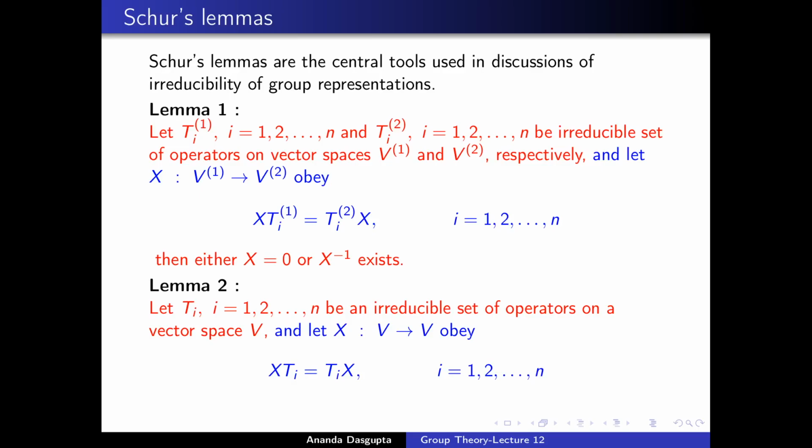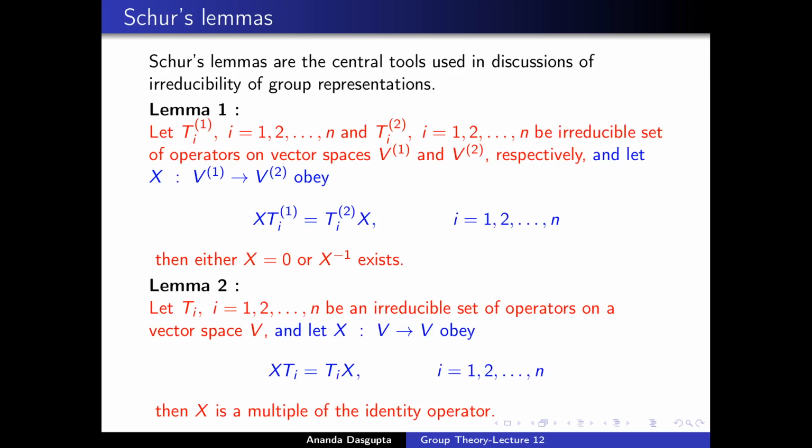So in this particular case, what the lemma says is that X must be a multiple of the identity operator. Of course, by looking at lemma 1, you would have immediately concluded that X must be either 0 or its inverse must exist. Let me point out that even the null operator here is a multiple of the identity operator, simply the identity operator multiplied by 0.